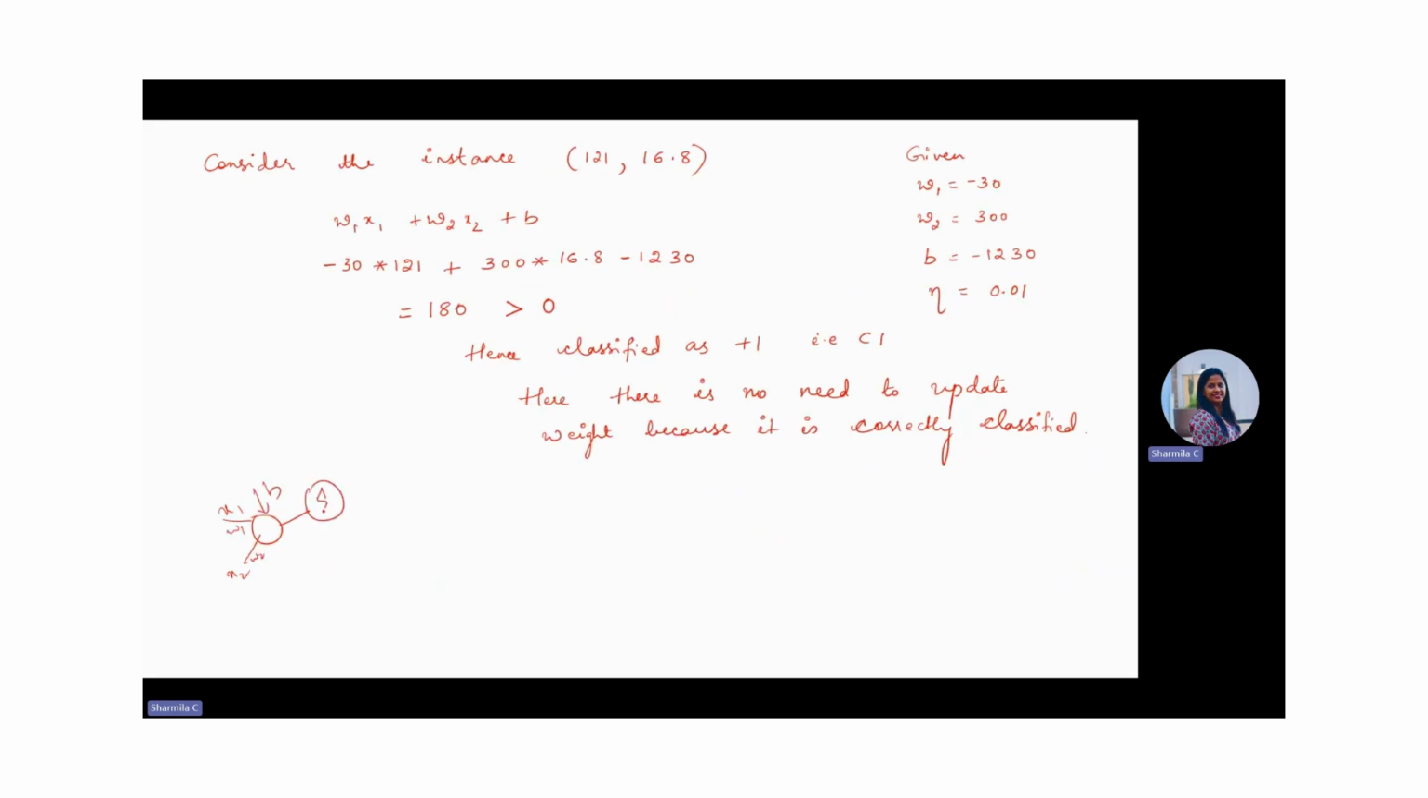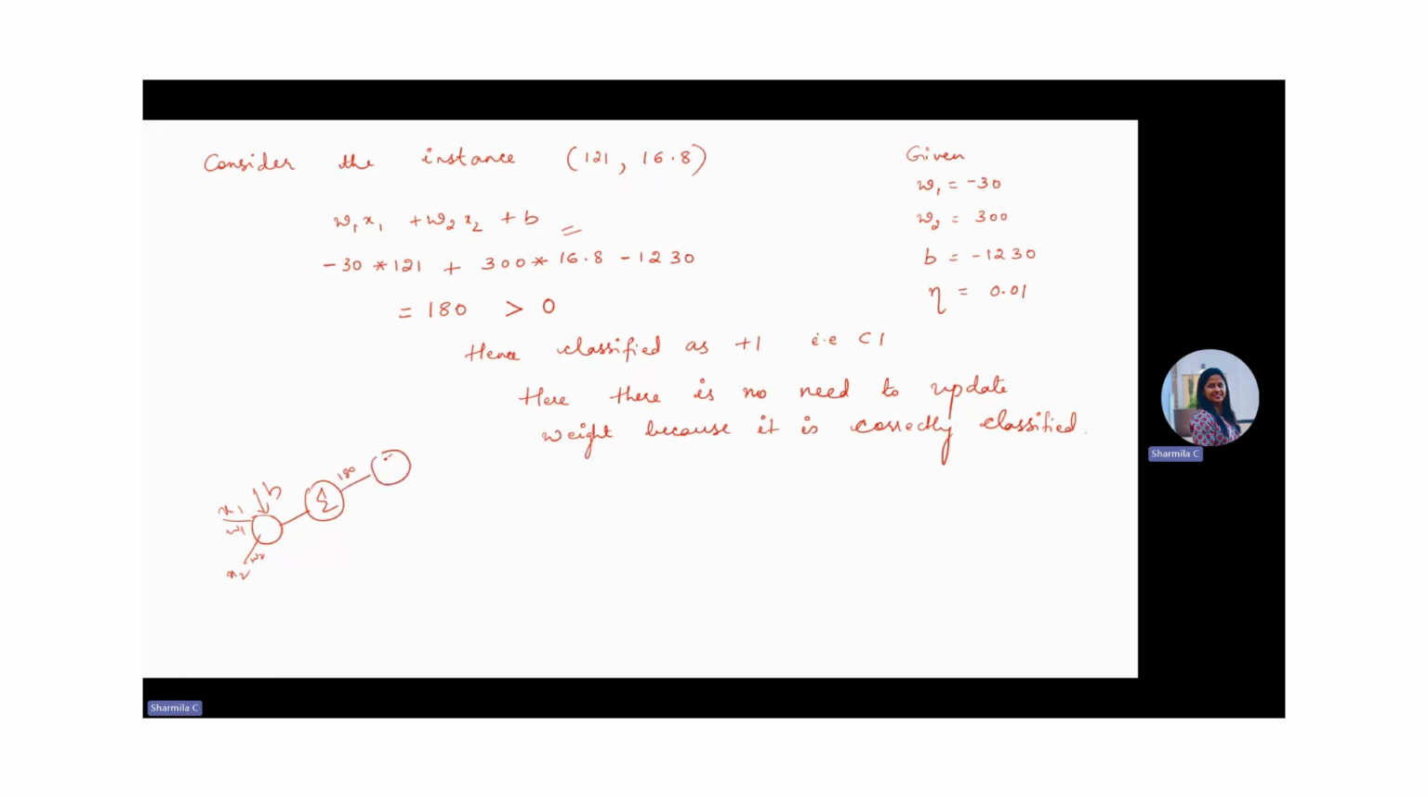So we need to find the summation. What is the summation? That is W1 into X1 plus W2 into X2 plus the bias. That is the formula I have written here. Substitute the values, and you get 180. So the summation output I'm getting is 180.